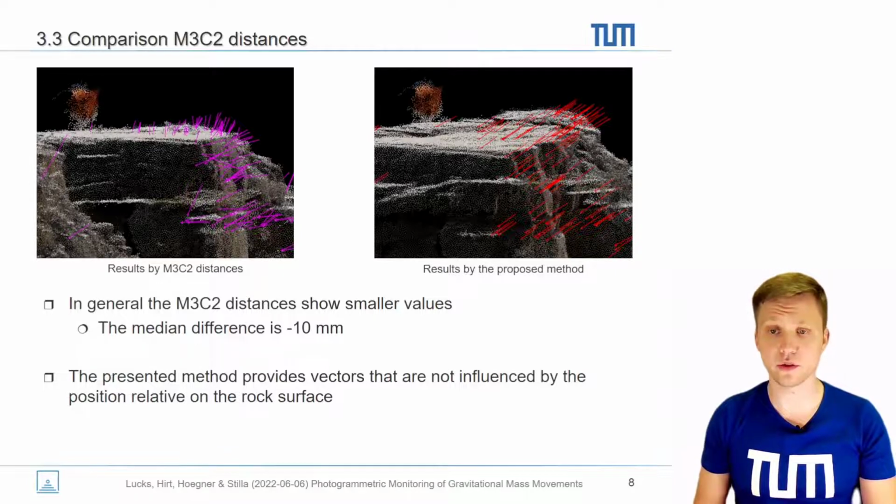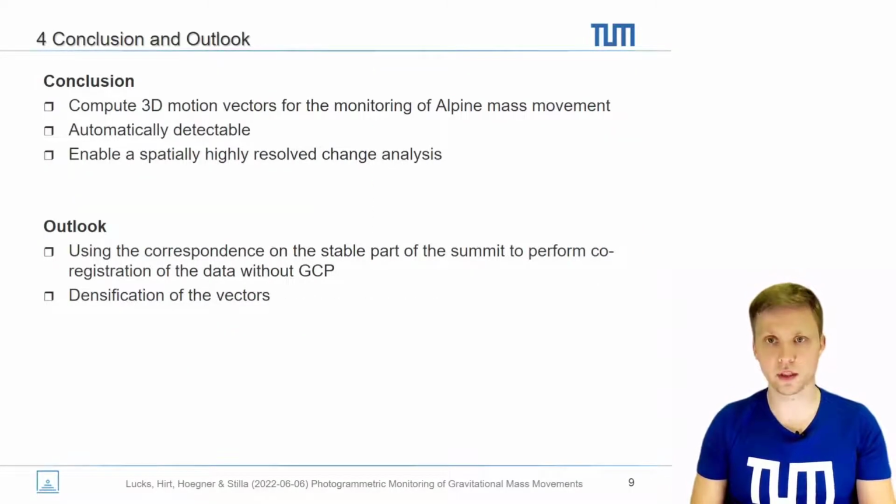When we are looking at the vectors on the top of the rocks on the left, we can see that the M3C2 distances show only the motion vertical to the rock surface. This cannot be seen on the image on the right side. Here, the vectors have approximately the same length and direction, regardless of whether they are located on the top of the rock or on the side. Therefore, we can conclude that the presented method provides vectors that are not influenced by the position relative to the rock surface.